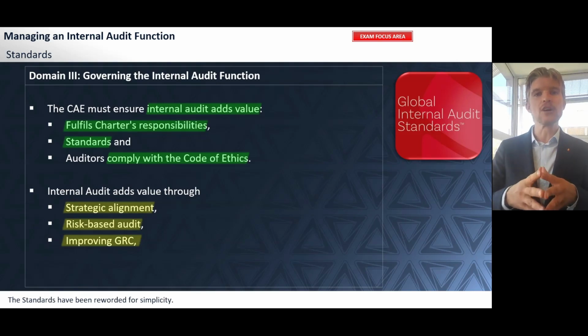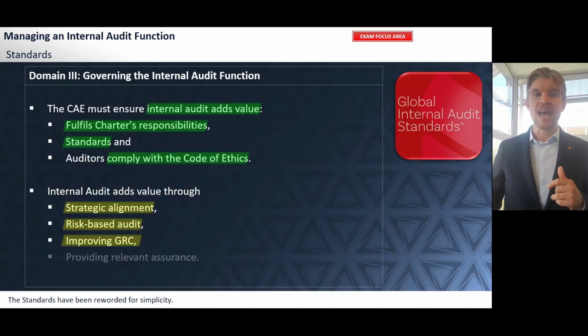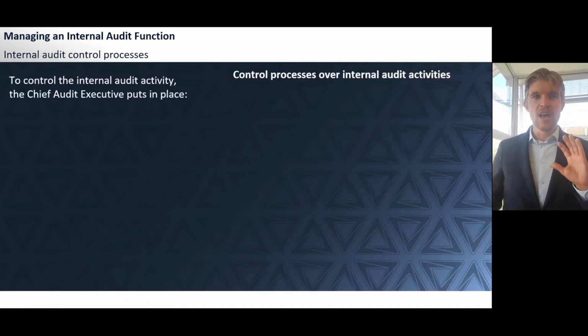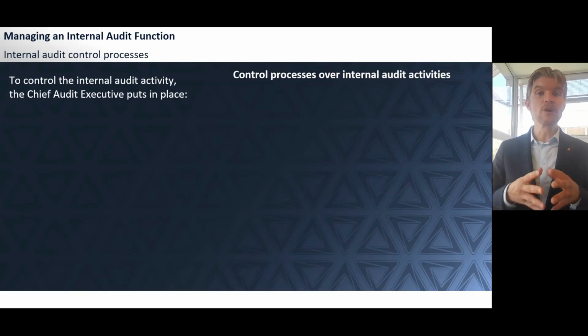So these are similar concepts where we make sure that all the compliance with laws, with regulations, with internal and external policies and procedures, and other things that help our organization achieve its objectives from a compliance point of view are properly dealt with in the organization. And finally, provide a relevant assurance to make sure that the internal audit function is adding value through the work that it performs. To control the internal audit activity, the chief audit executive should have a certain number of things in place.